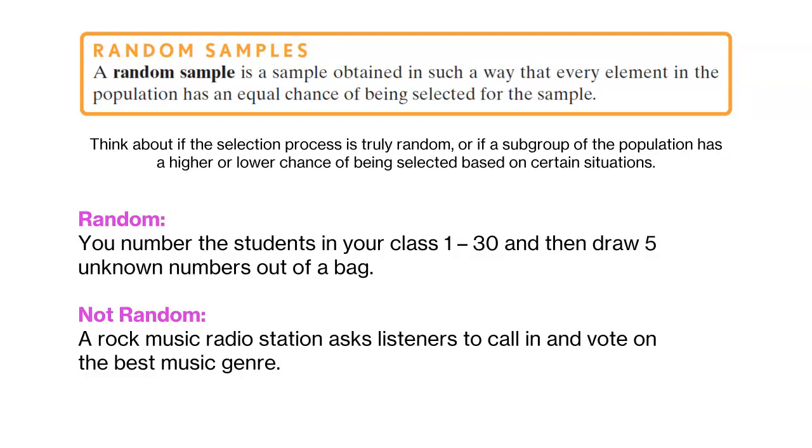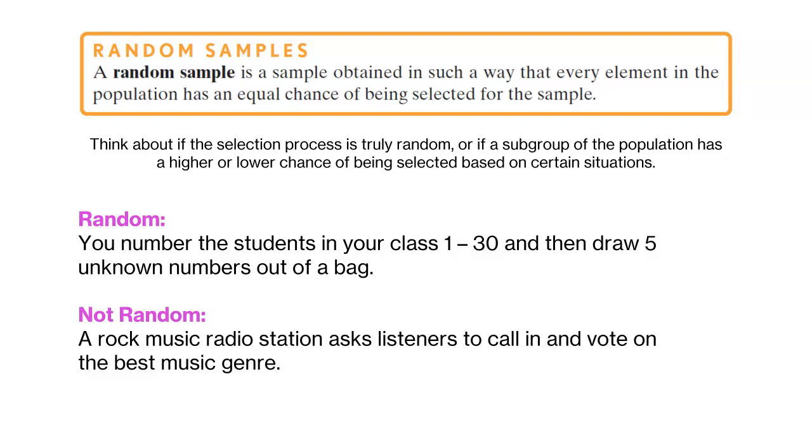When we're looking at whether or not a sample is random, it helps to think about, does a subset or a group of people or objects in the population have a higher or lower chance to be selected because of certain situations, like being in a home shelter or not, going to nightclubs or not going to nightclubs. So examples of random versus not random.